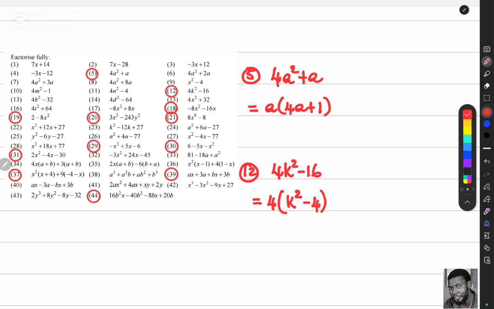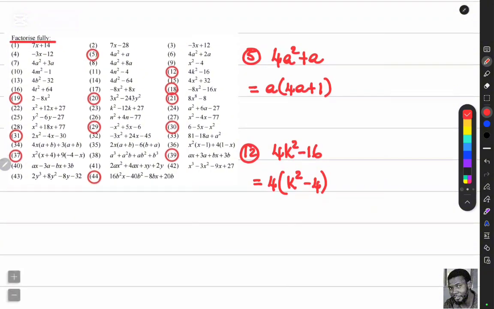Remember here they said factorize fully. This simply means that we'll need to take it further. When we take it further, we'll realize that this is a difference of two squares. To factorize it, we're going to have k minus 2 and k plus 2. And that's that.